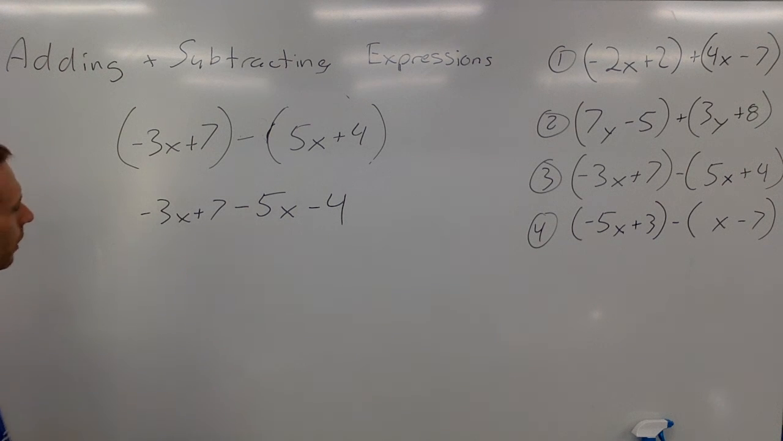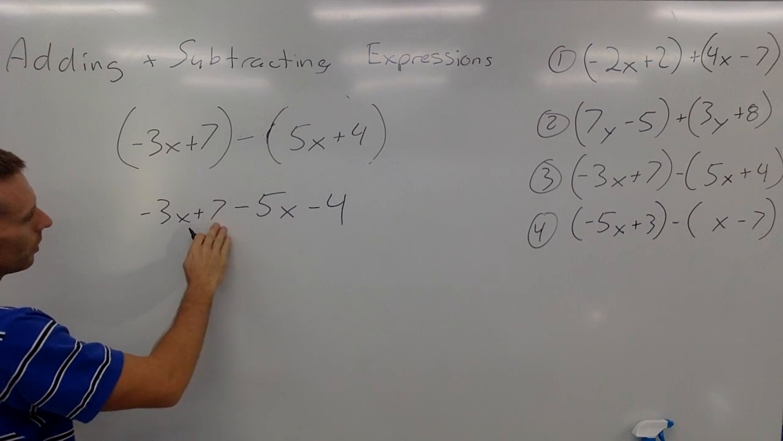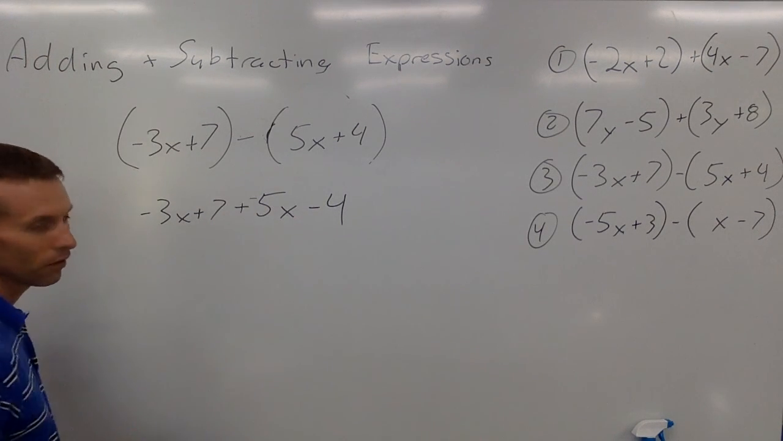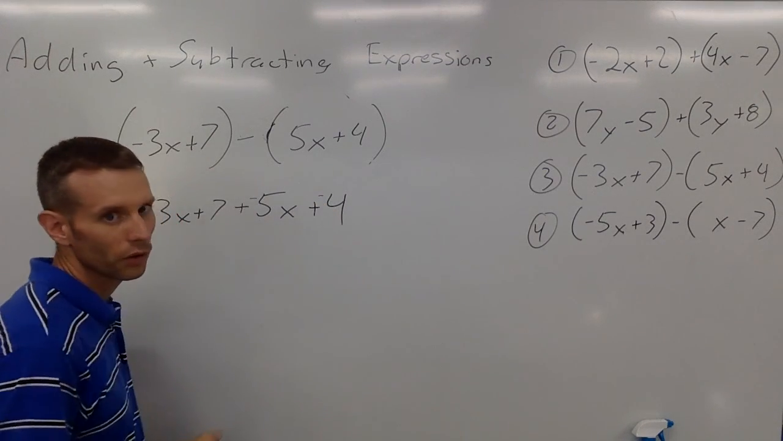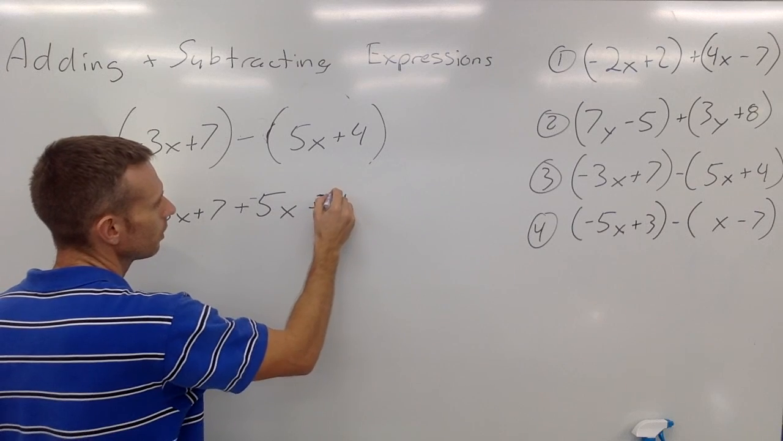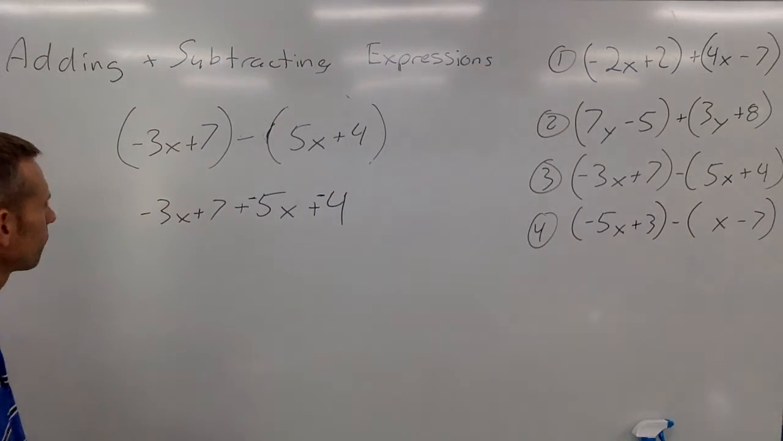Now, again, I said that it's usually easier to change everything to addition. So we see this is a negative 3x plus 7. We're going to call this plus negative 5x. Did it change anything? Plus negative 4. Just kind of made it easier to deal with, or easier to see to add later on.